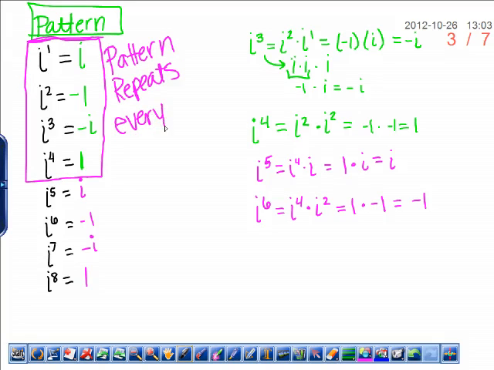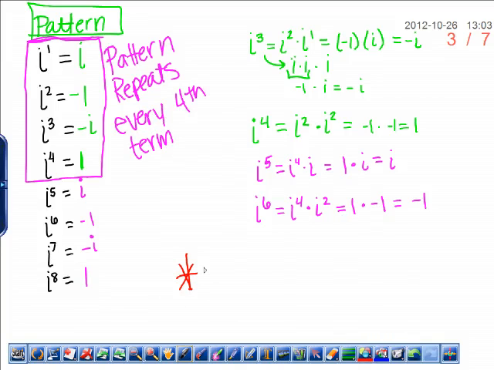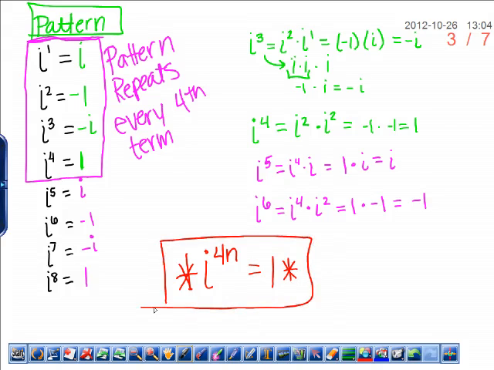So, a really cool rule that comes out of that is i to any power that is a multiple of 4. i to the 4th, i to the 8th, i to the 12th, i to the 16th, 20th, 24th, i to the 400th is always going to equal what? 1. Okay? That's what we're going to use to help us simplify higher powers of i.